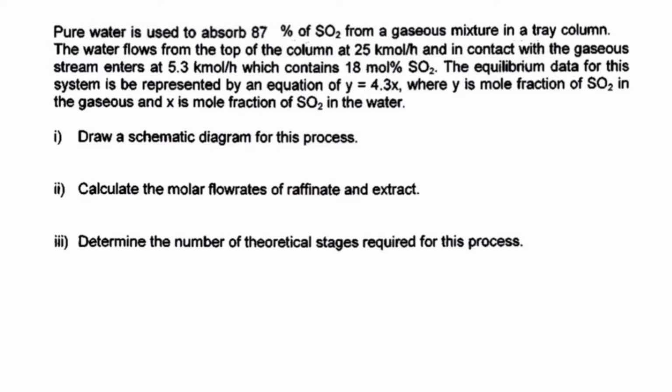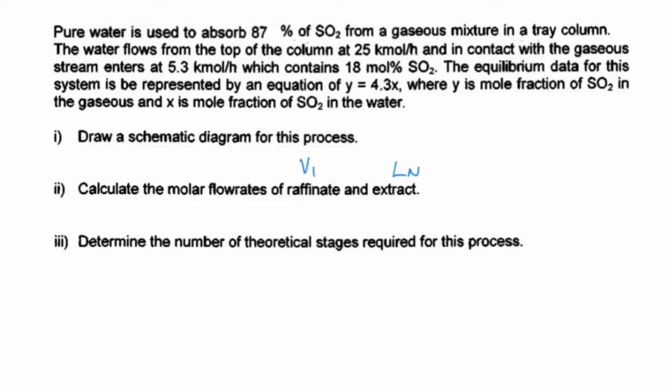x is the mole fraction of sulfur dioxide in the water. Take note that you need to draw the schematic diagram for the process. Just represent a schematic diagram and label the 4 streams involved. Then you need to calculate the molar flow rates of the raffinate and extract, which is you need to find the extract, which is Ln, and the raffinate, which is V1, in kilomole per hour. And then you need to determine the number of theoretical stages for this process.